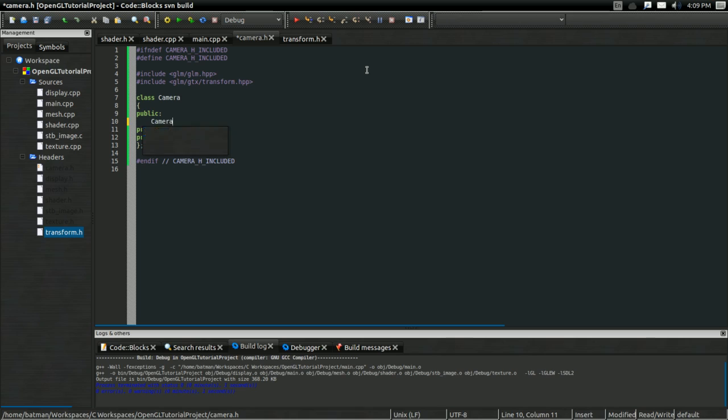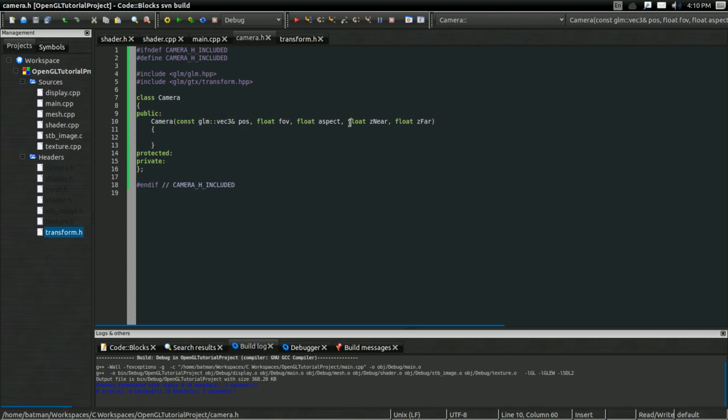So, anyways, I'm going to create a constructor. This one's going to take in a GLM vec3 reference called pos, so the position the camera's in. I'm going to take in some float, fov, field of view, and some float aspect for the perspective projection. I'm also going to take in two more things, a float zNear and a float zFar.